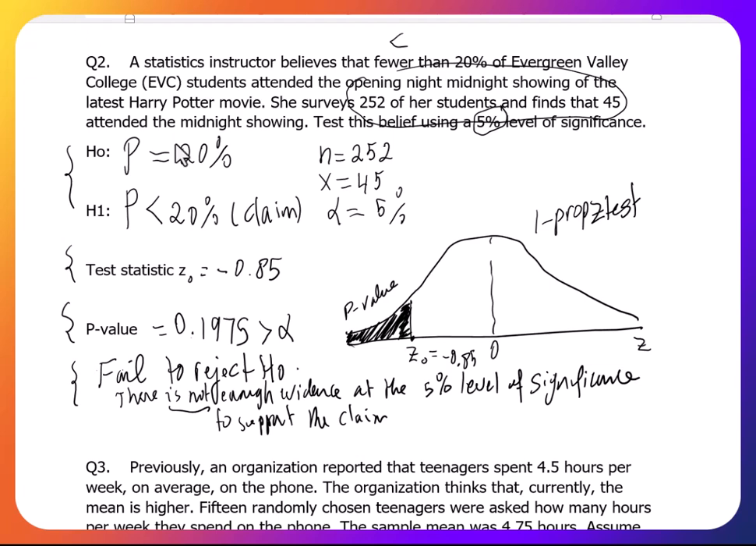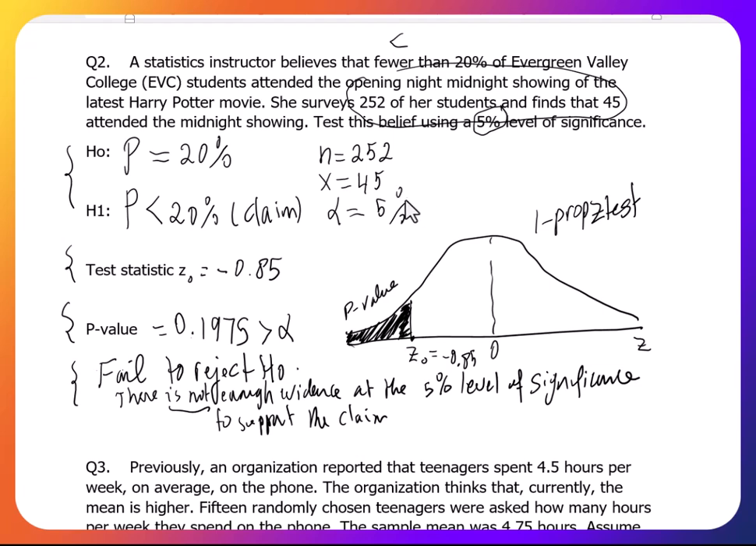So that's what I did right here, guys. P is less than 20%. That's the claim. And then as we talked earlier, it's always an equal sign in the null hypothesis. Now, what do you need to run a hypothesis test for the proportion? You need how many in the sample, how many successes, and what's the level of significance. She surveys 252, so N is 252, and finds that 45 attended the midnight showing, so X is 45. Test the belief using a 5% level of significance.